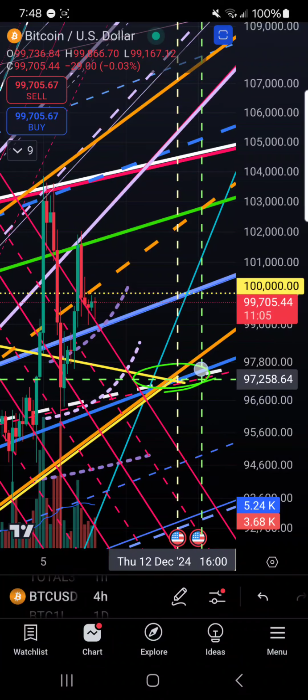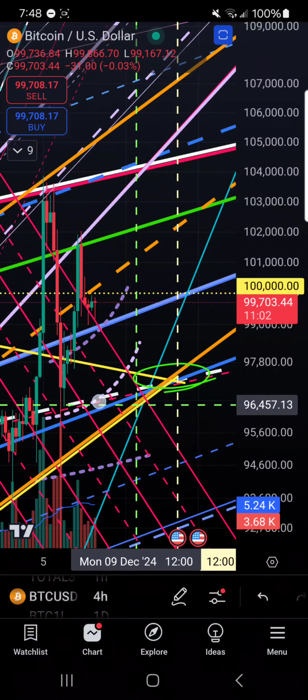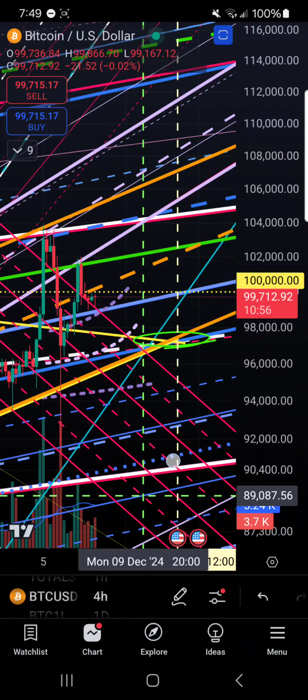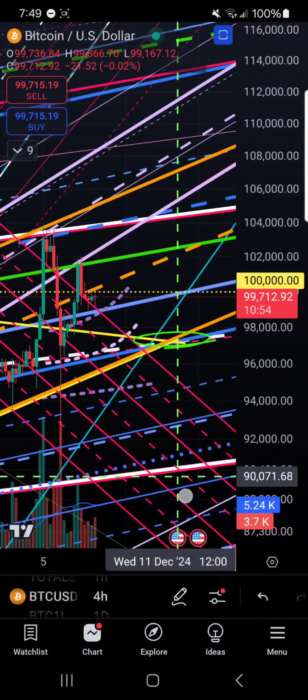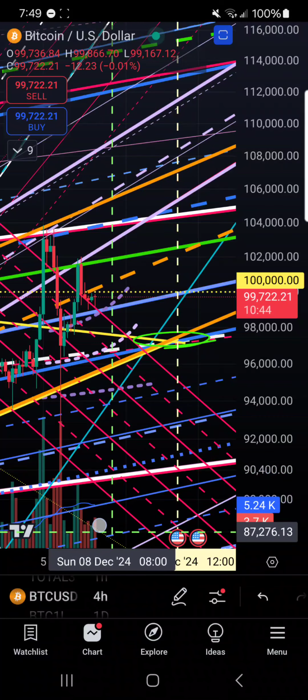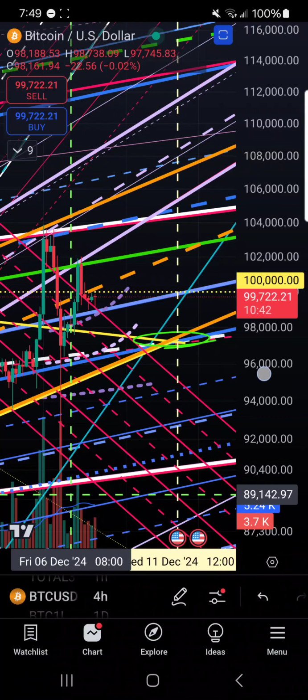You have this white center line. The white center line is the center line of the most important channel in Bitcoin history. You can see here, the bottom of which is at 90,000 and change. So ultimately, that would be as low as we could go. And that's where we came right here with that wick down.